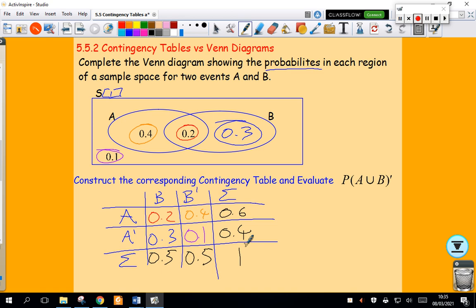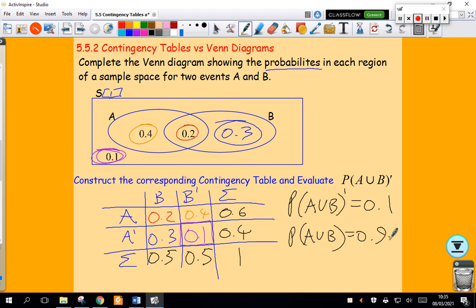I think your contingency table gives you a bit more information. Gives you 9 cells worth of information. In fact, this gives you 1, 2, 3, 4 cells worth. The probability of A union B complement. Well, the easiest way to find that is just to look in that cell, which corresponds with this number. That's equal to 0.1, which means the probability of A union B has to be 0.9.